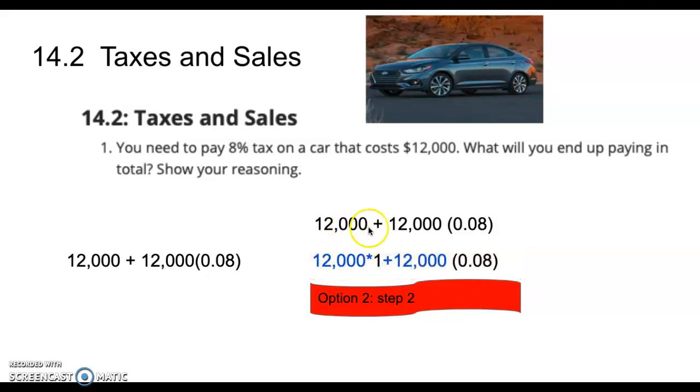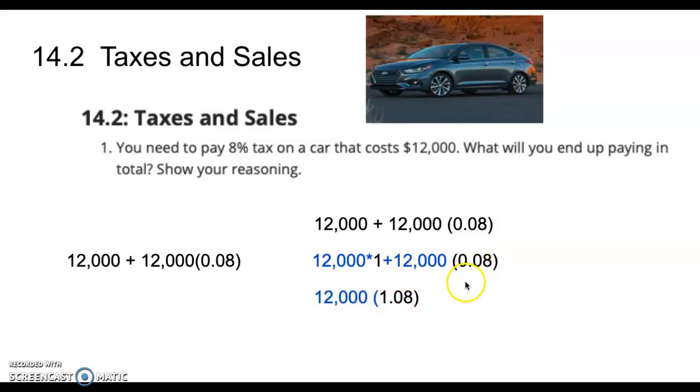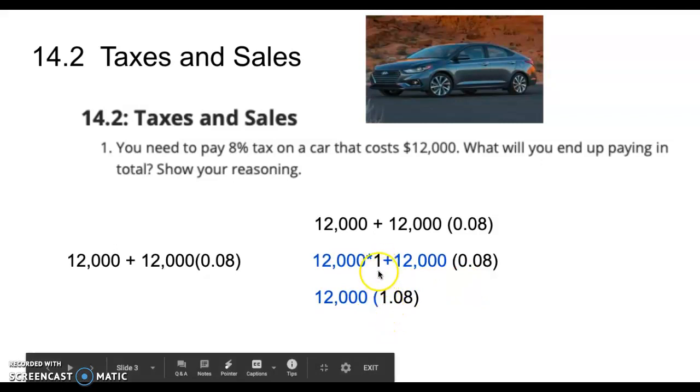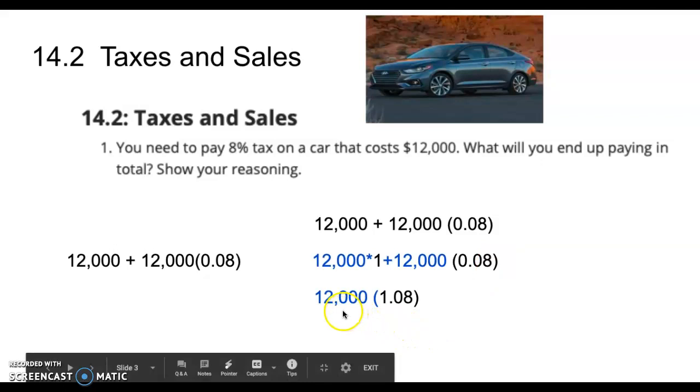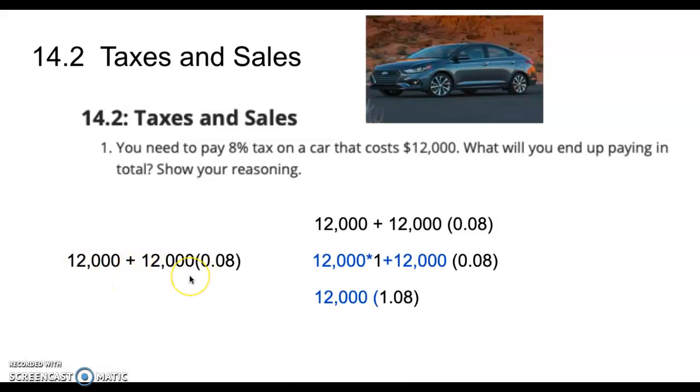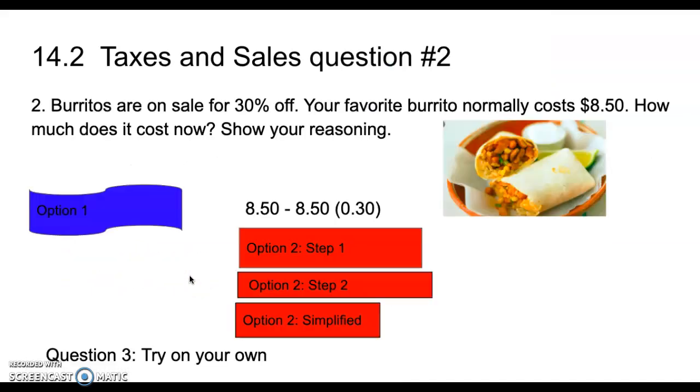The other way of doing it, if you think of it, take 12,000 times 1 plus 12,000 times the 8%, you pull out the 12,000 and you're left with 1 plus 8 hundredths. So you can just make it 12,000 times 1 and 8 hundredths. So it saves you a step. It's just a multiplication problem rather than take 12,000, multiply the 12,000 and the 8 hundredths, and then add them together. You can do this in one step.